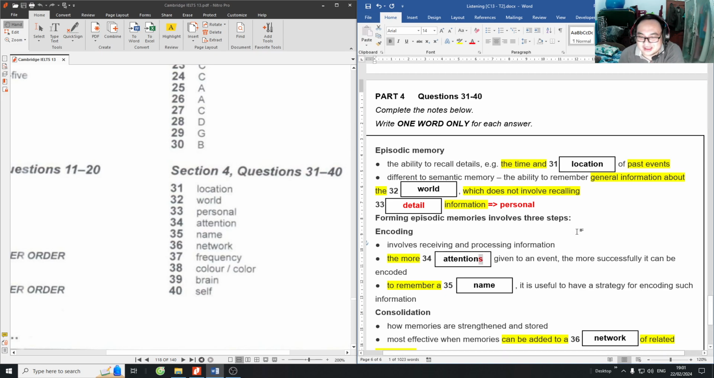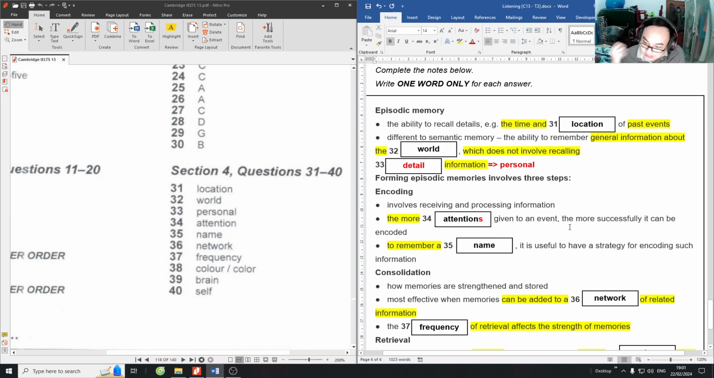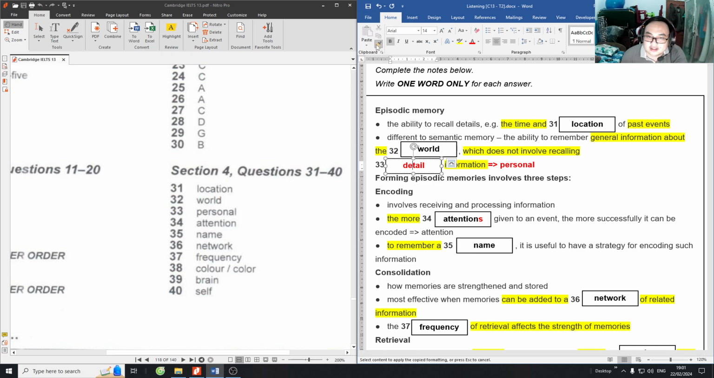Okay, it's my mistake. I got it wrong. I have to admit that I got it wrong. We have to accept it. I got this word wrong because of the word more. I thought it should be more attentions. Not more attention, but more attentions. Oh my God. A wrong answer is a wrong answer.